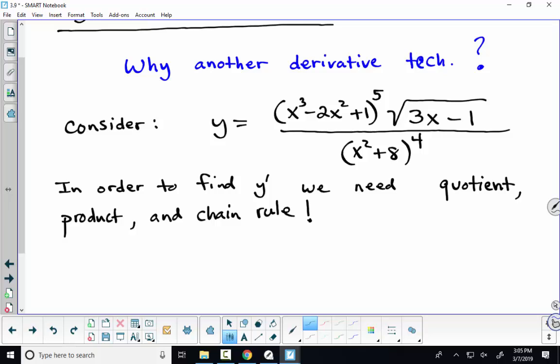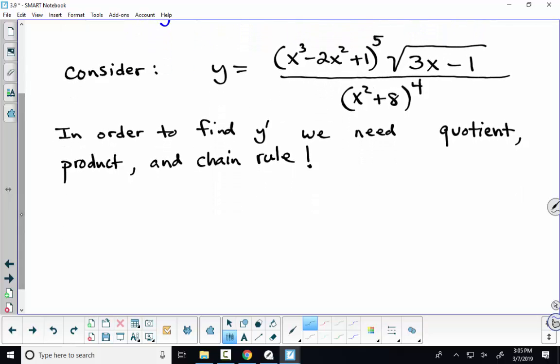So there's nothing, I guess, inherently wrong with that, right? It's like in theory, you already know those rules, so why don't you just use those to take the derivative? It's tedious. There's so many little mistakes you can make. Yeah, there's so many mistakes you could make in taking that derivative. So to answer the question, why another technique?